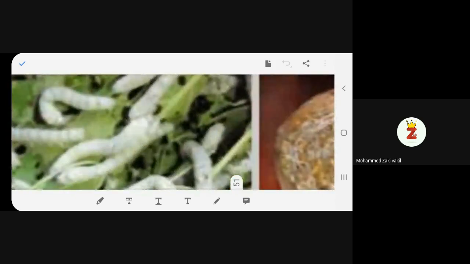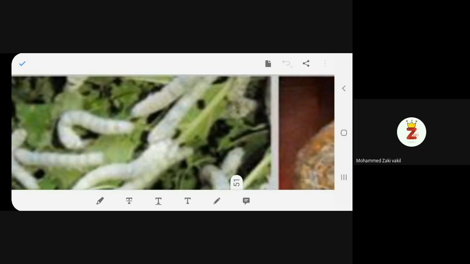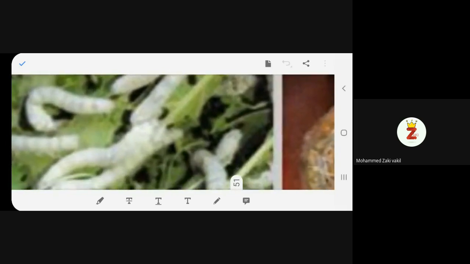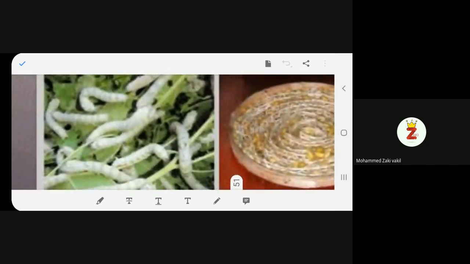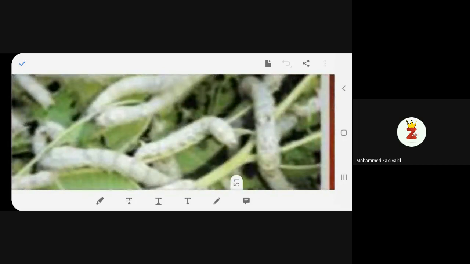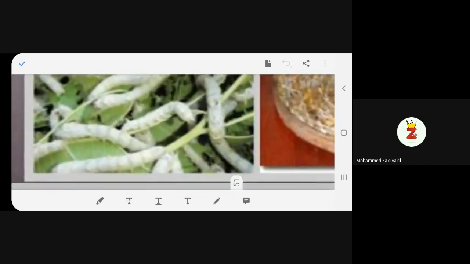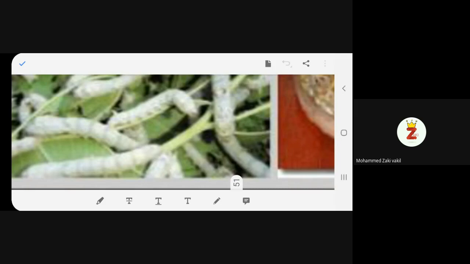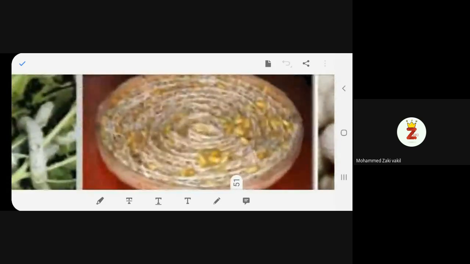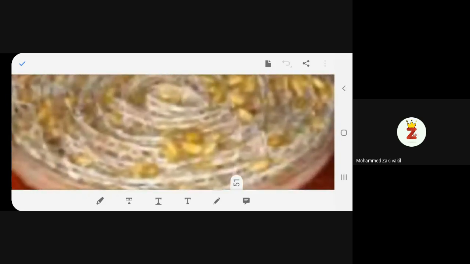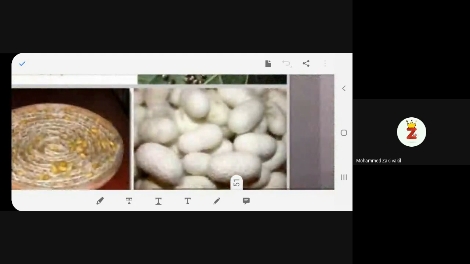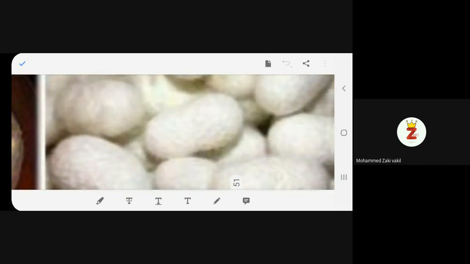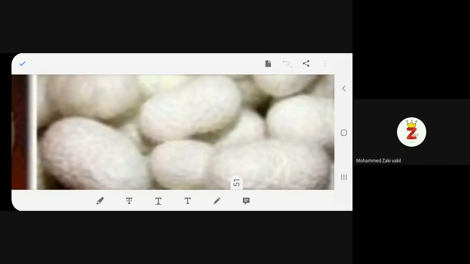And from these eggs, the larva comes out. They hatch. And see, you can see all the leaves are being eaten up. Can you see this? These are caterpillars, a silkworm. Here also you can see the silkworm making cocoon or they're in pupa stage. And this is how it looks like. These are all cocoons. And inside the cocoon, there's a caterpillar.